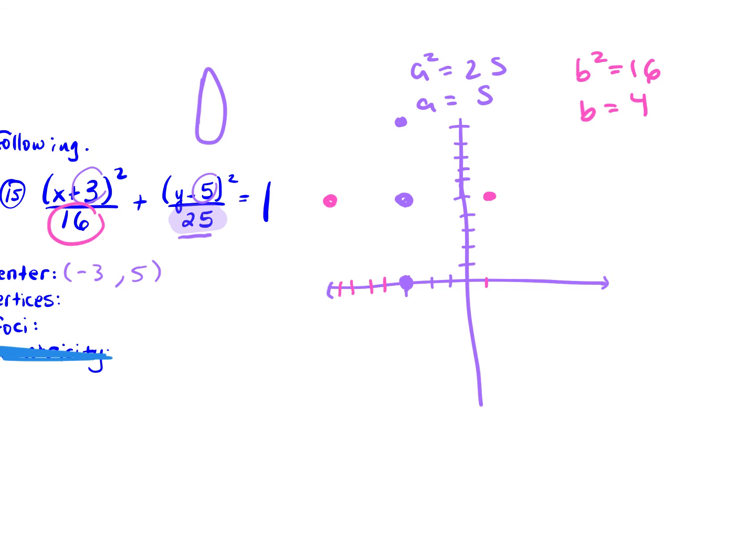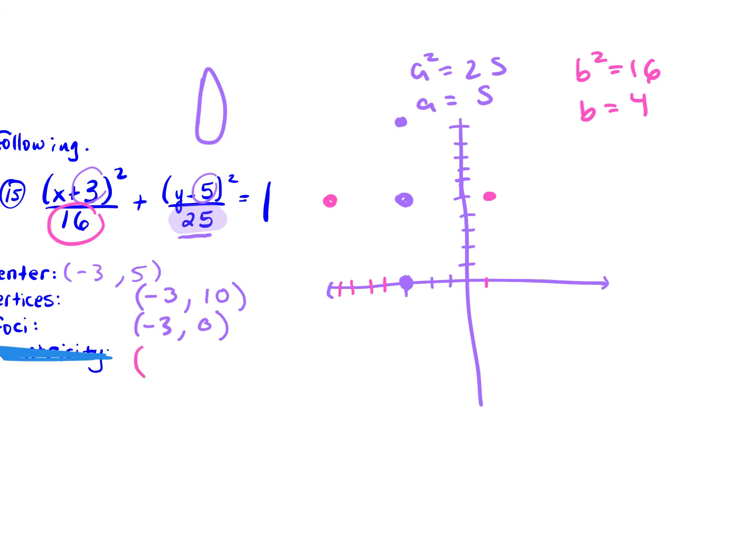So our major vertices, we go to the left to -3, so they're both going to start with -3. And then we go up. We were at 5, we went up 5 more, so we're at 10. And the other one is -3. We went down 5, so 0.